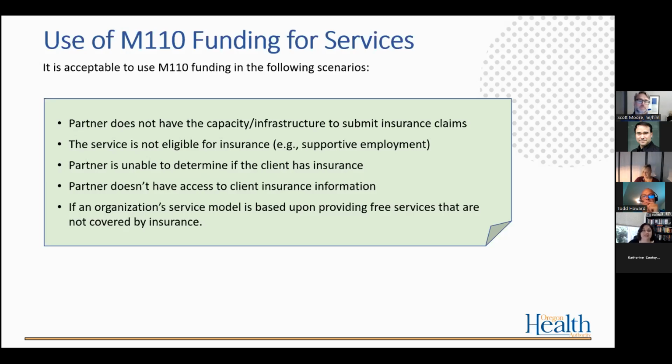So, use of Measure 110 funding for services. And I think we saw some questions in the chat regarding this. It is acceptable to use Measure 110 funding in the following scenarios. The organization, the BURN partner, does not have the capacity or infrastructure to submit insurance claims. The service is not eligible for insurance. The partner is unable to determine if the client has insurance. The partner does not have access to client insurance information. Or if an organization's service model is based upon providing free services that are not covered by insurance. So these are some examples of when it is acceptable to use Measure 110 funds rather than insurance. Next slide, please.